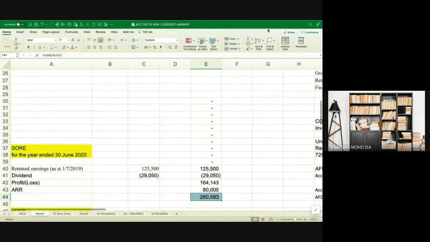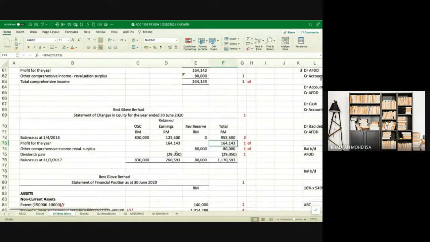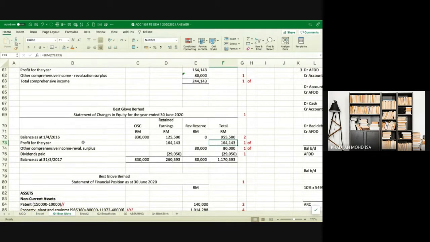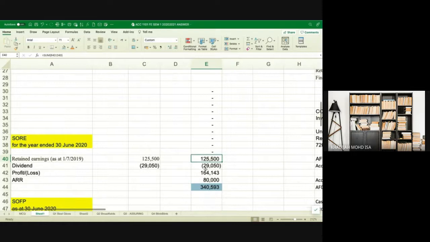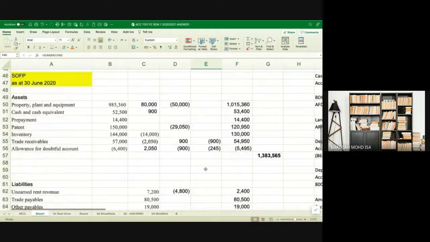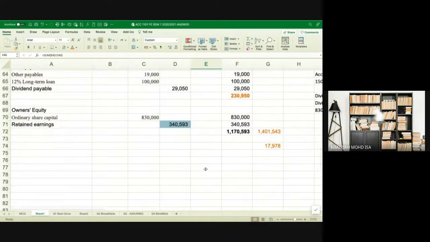Right, so 345.93 for your retained earnings. Is it the same? Not the same. What's my balance? 955. I thought that I have... why do I only have a small balance? I have share capital, is it? It's okay, 830.